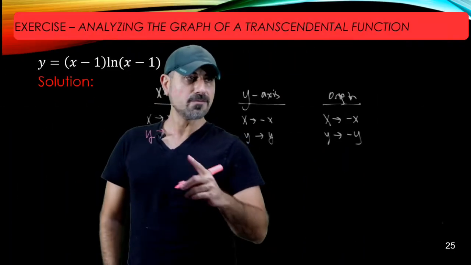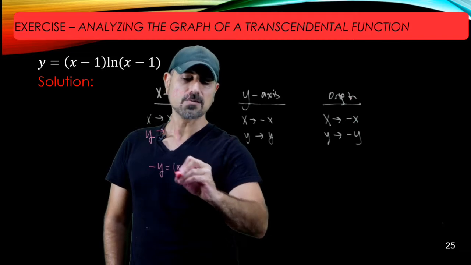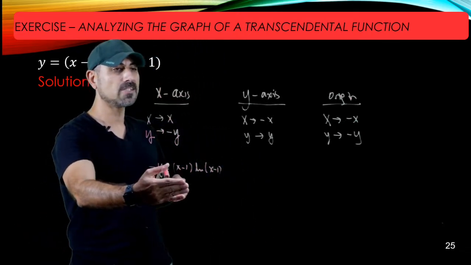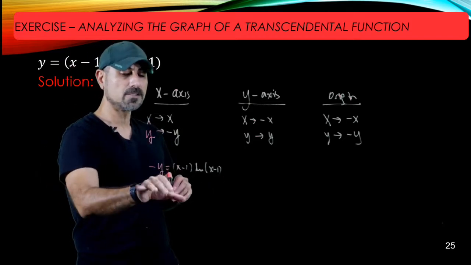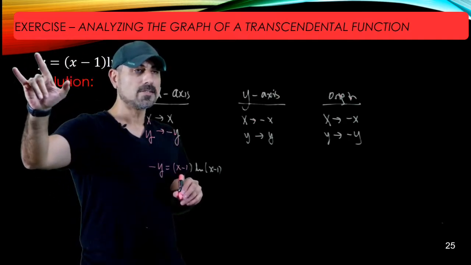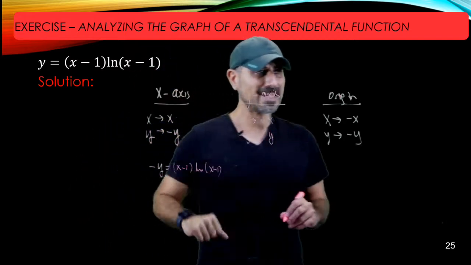Well, as you see, for the first one, minus y equals (x minus 1) ln(x minus 1). This is obviously not equal to this function because these are two different functions. In fact, the left-hand side is different from the right. The left-hand side is not the same as the left-hand side here. However, the right-hand sides are equal. So there's no x-axis symmetry.